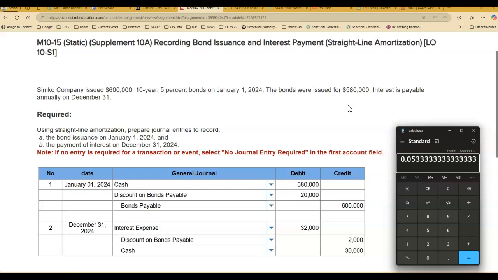So effectively, yes, in 10 years. But remember, as the investor, we're getting the $30,000 each year, but we paid $580,000 for something that we're going to get back $600,000 for at the end. No, it's more like prepaid interest.